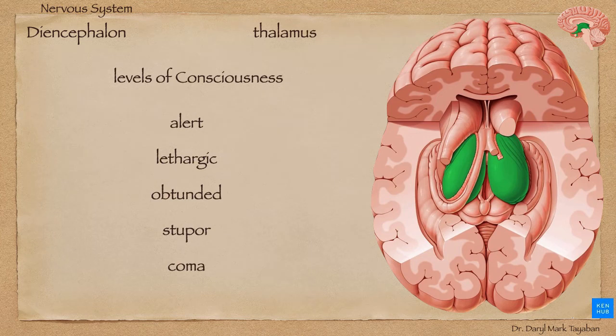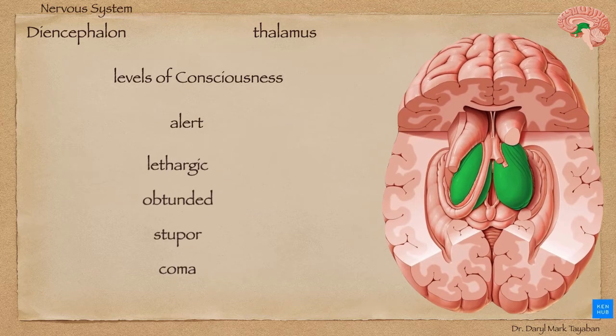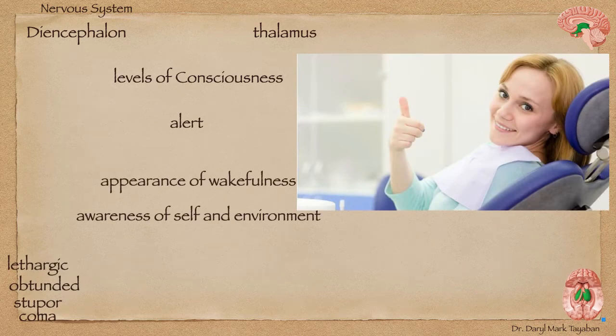The first one, this is not included in the textbook or in our notes. Actually, I tried searching for more examples, but it's not really that clear. So there is what we call the alert, then the lethargic, obtunded, stuporous, and comatose. The alert has the appearance of wakefulness, and also an awareness of self and environment. Soon, when you'll be writing progress notes for your patients, you should write if the patient is awake, alert, oriented to time, place, date, and person.